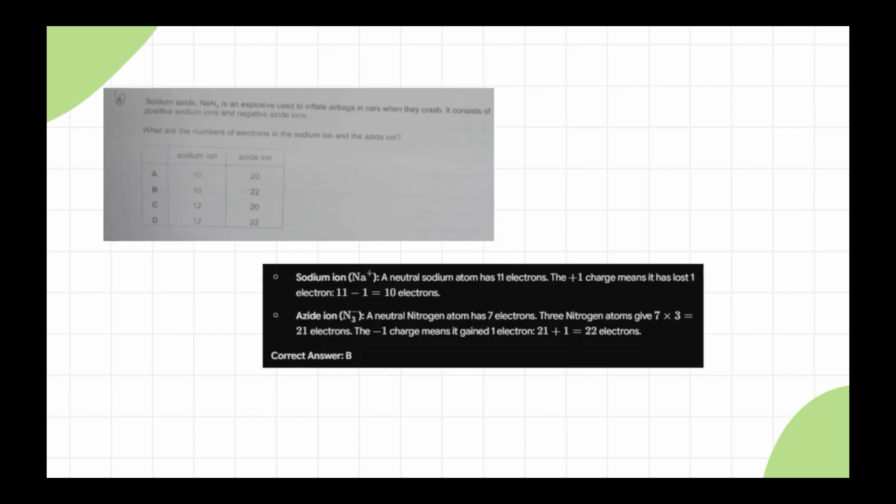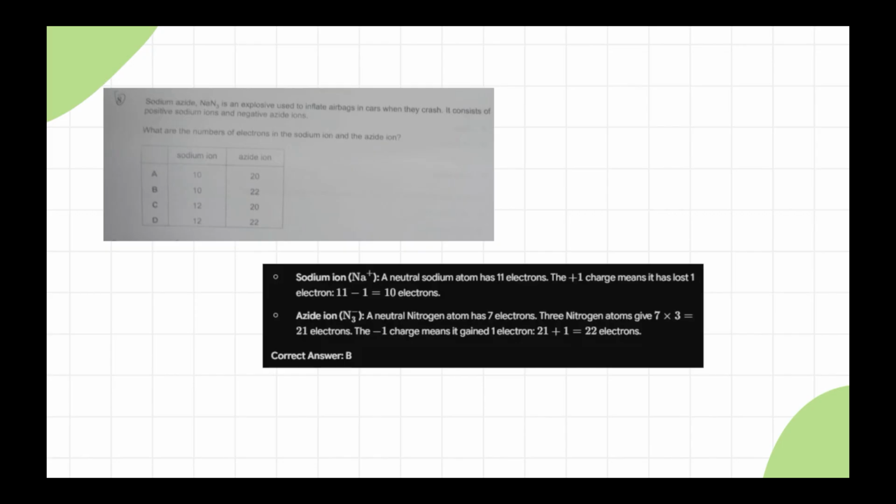Sodium azide, NaN3, is an explosive used to inflate airbags in cars when they crash. It consists of positive sodium ions and negative azide ions. What are the numbers of electrons in the sodium ion and the azide ion? So the sodium ion, Na+, comes from a neutral sodium atom that has 11 electrons. The plus 1 charge means it has lost 1 electron. 11 minus 1 is 10 electrons.